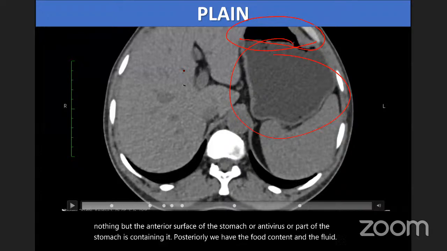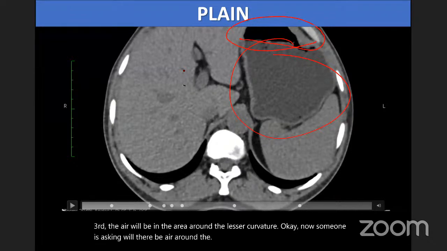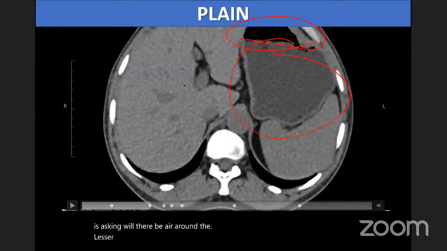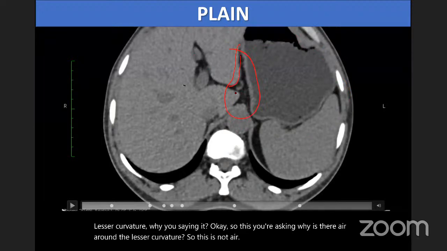So the air will be in the area around the lesser curvature. Now someone is asking, will there be air around the lesser curvature? Why are you saying air? You are asking why there is air around the lesser curvature. So this is not air. If you're thinking this is air, this is not air.